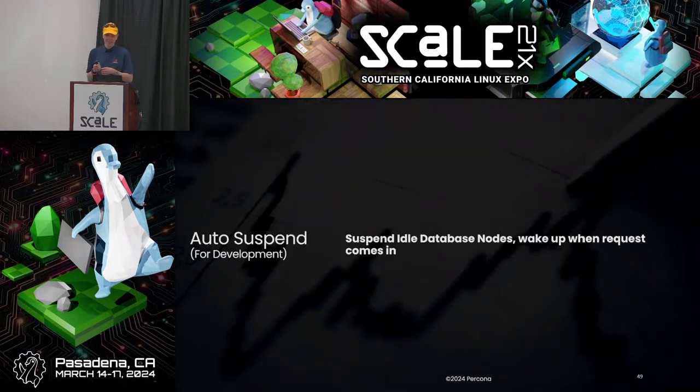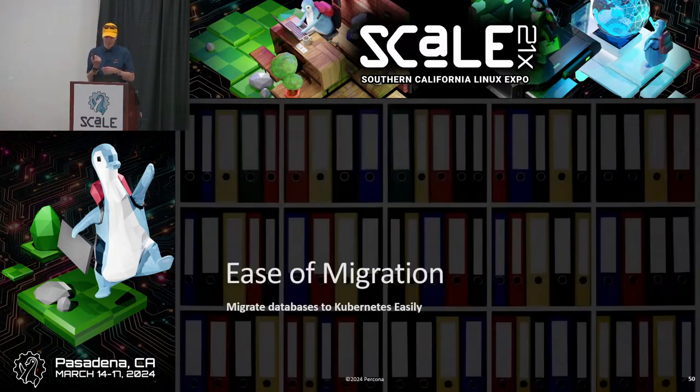And a related friend of auto scaling would be auto suspend for development. I deploy a database and use it only every so often for development. Why can't it just automatically shut down if it's inactive for a certain amount of time, and then when I try to connect to it, bring it up in the background, so I don't have to think about spinning that node up and down myself? That is another thing I know many people have been thinking about.